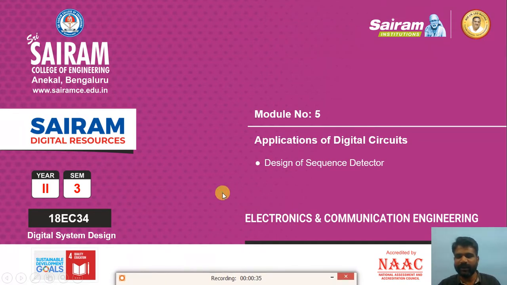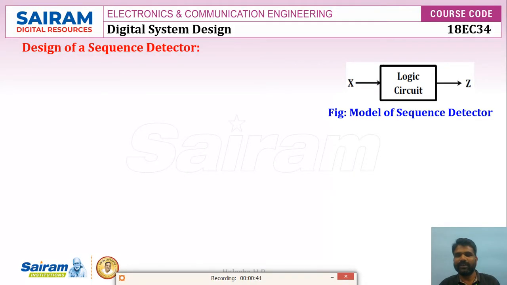Design of sequence detector. So sequence detector means it is a circuit which detects the sequence. See, this is the model of sequence detector. It is a logic circuit. It has input X and output Z. So through input X, it keeps receiving the string of zeros and ones. Whenever the prescribed sequence is detected, Z output will be 1. Until that, output is a 0.